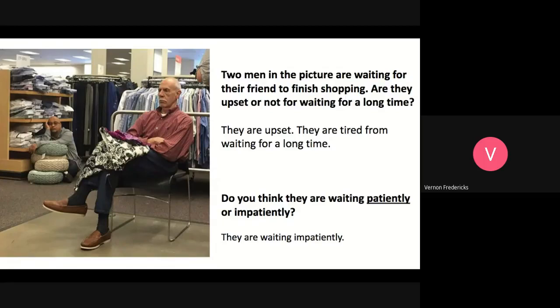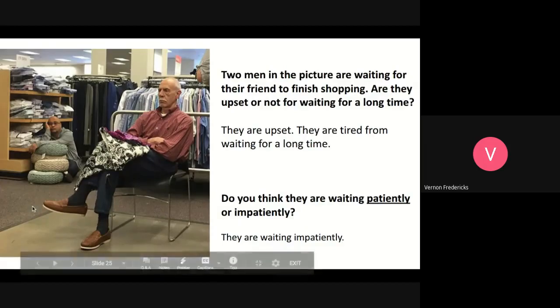So we see this a lot in the malls. We see this a lot in the shops. The men waiting outside and the women inside shopping. And the men are upset because they are waiting for a long time for their wives to come out.